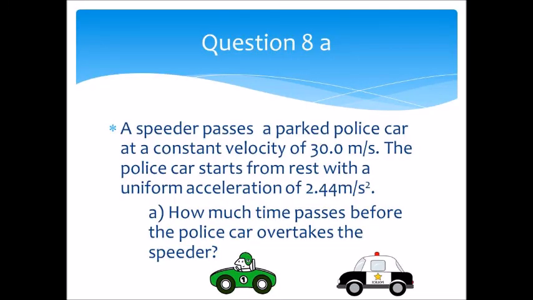Question 8. A speeder passes a parked police car at a constant velocity of 30 meters per second. The police car starts from rest with a uniform acceleration of 2.4 meters per second squared. Part A. How much time passes before the police car overtakes the speeder? Because this problem combines both constant and changing velocity.